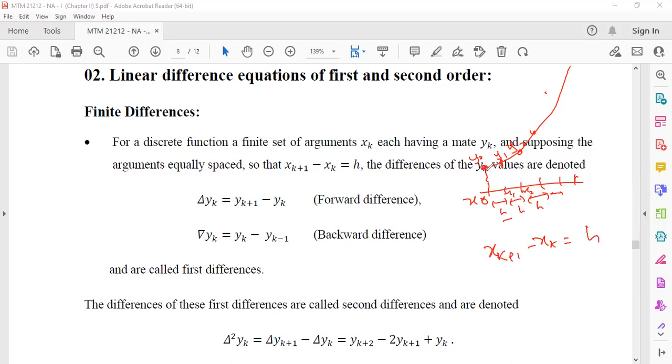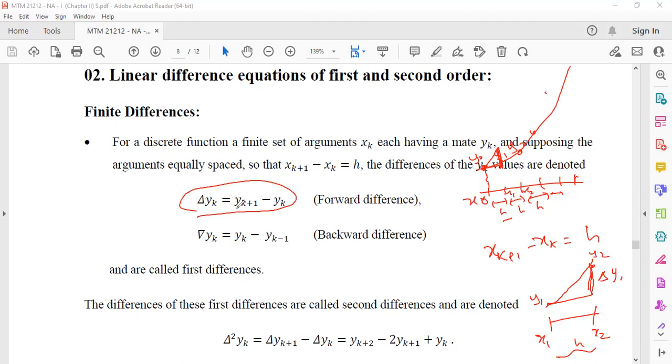But if you want to find the difference between these two, for example, let's say this is my x1, this is x2, so this is my h, but the functional value will be like this, no? So I need to find delta yk, this is my y2, this is my y1. So delta yk is yk plus 1 minus yk. If you take it this way, we call it forward differences. It means it goes forward to the next point, okay?